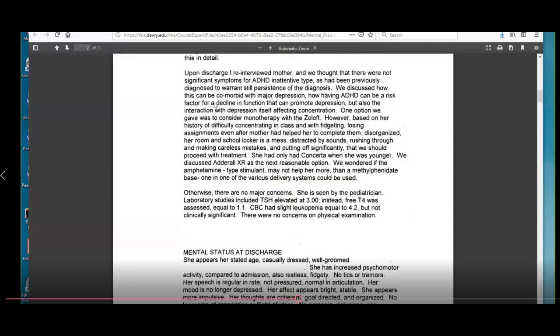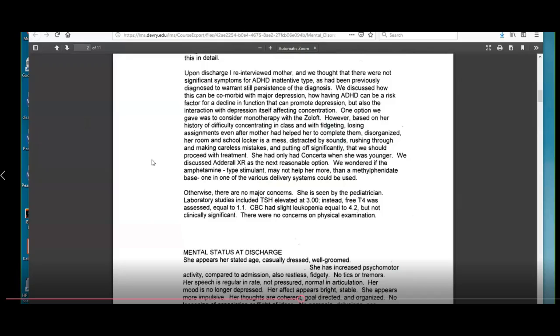We discussed how this can be comorbid with major depression, how having ADHD can be a risk factor for a decline in function that can promote depression, but also the interaction with depression itself affecting concentration. One option we gave her was to consider monotherapy with the Zoloft.